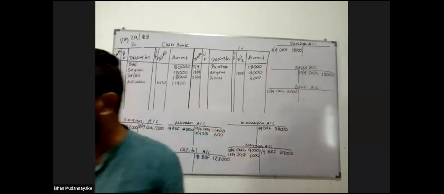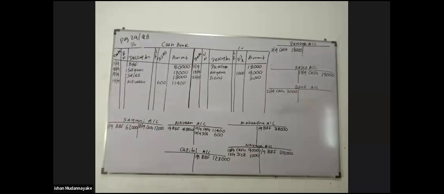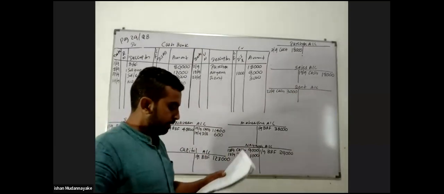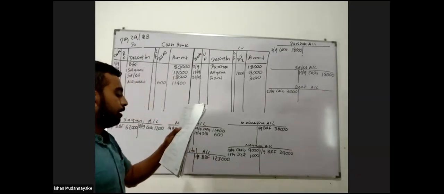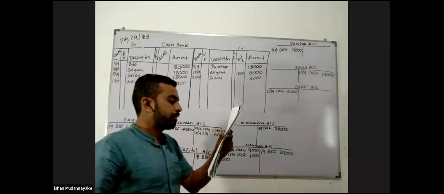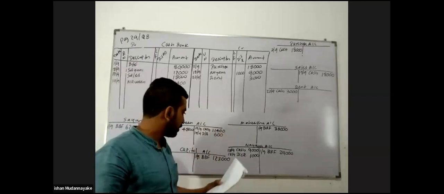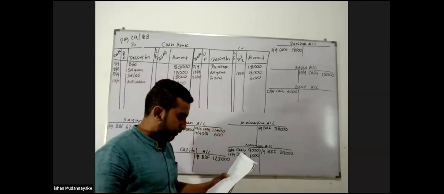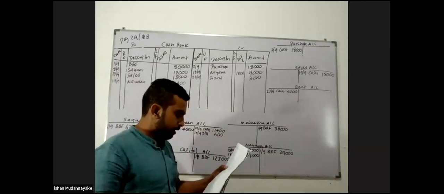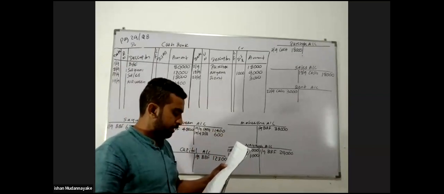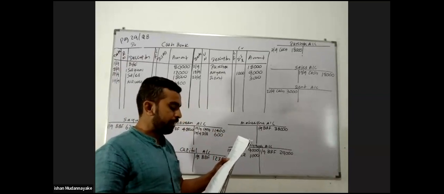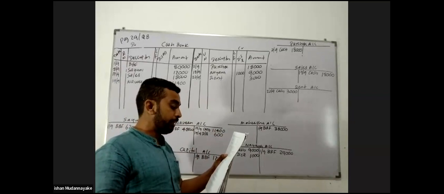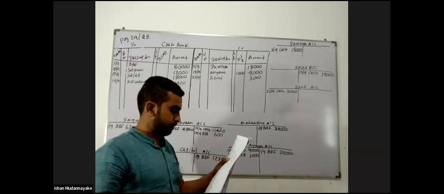Next one, 25th September. 500 discount was deducted when Nine settled 9,000. When we pay, yes, our business is trying to pay 9,000 to Nine, and then Nine gave us a 500 discount.